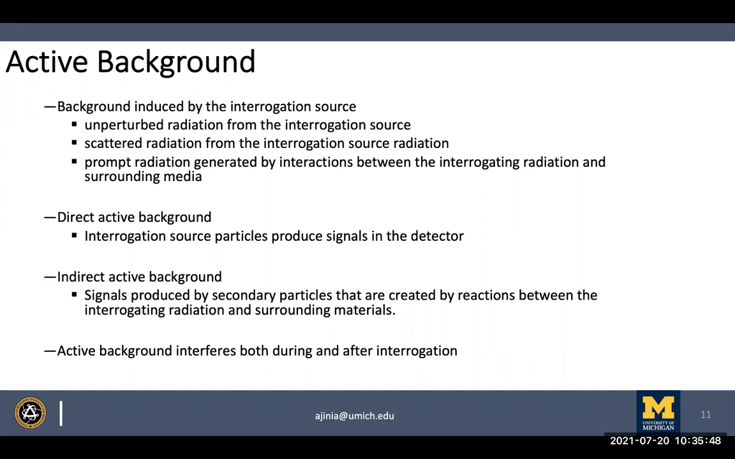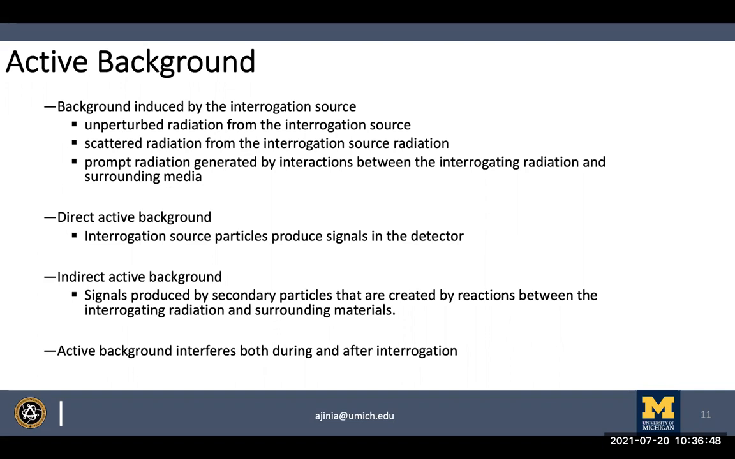The second one is that source radiation can scatter from surrounding materials, and that will cause a signal in your detection system. That is again background for us. And the other one is secondary interactions. For example, as we discussed during photon active interrogation, the photon gets absorbed and we have a gamma-n reaction, and a neutron is emitted. This neutron is not coming from a fission event, so this signal is a background signal for us. This active background is always present, and it interferes during and after interrogation. So we very carefully have to quantify what the active background levels are.